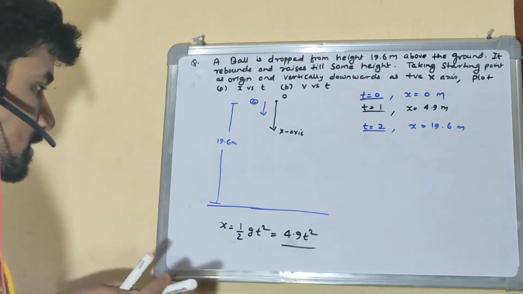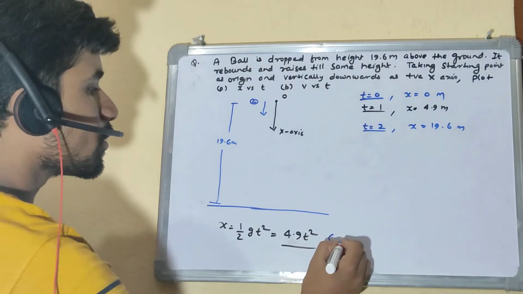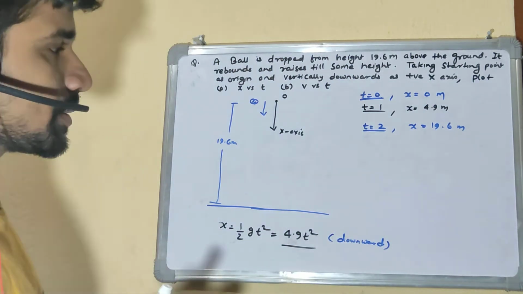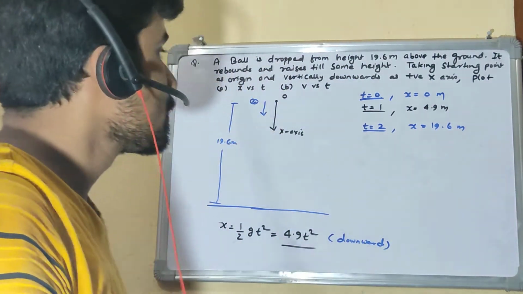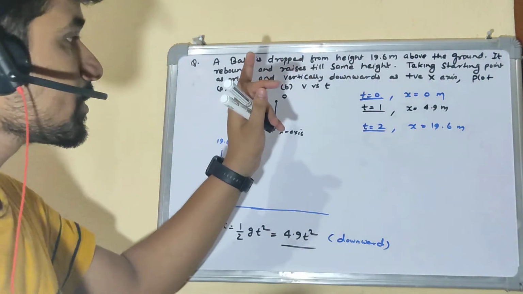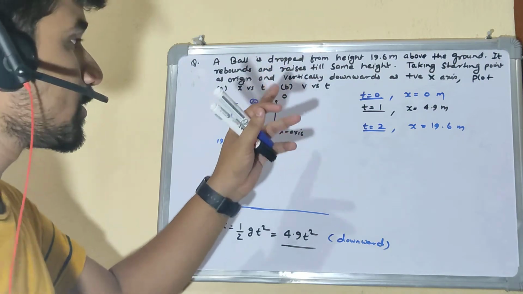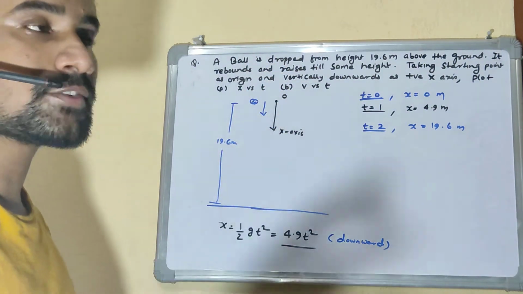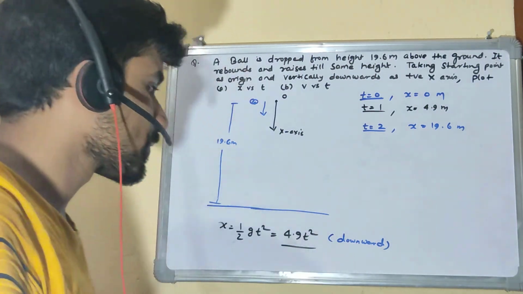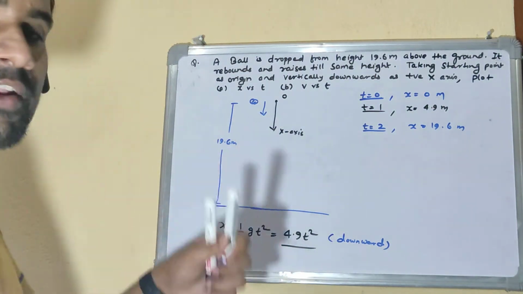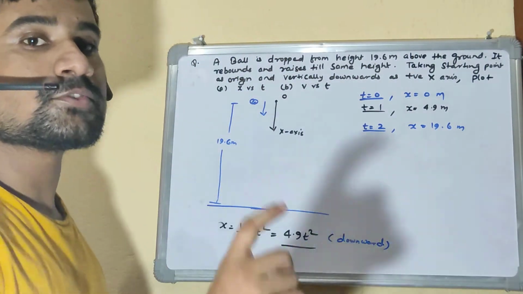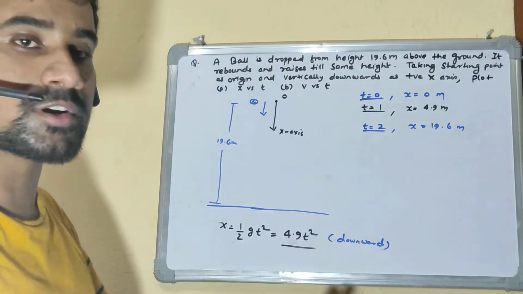This expression is for the downward journey. What about the rebound motion? In the case of rebound motion, the initial velocity will not be 0, but the final velocity will be 0. It will go up and stop at that particular point. So let's calculate the initial velocity for the rebound motion, which is basically the final velocity of the initial downward motion.